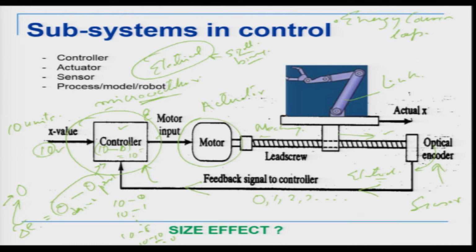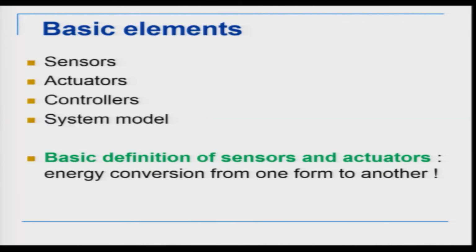And so, there are 4 subsystems, the first being the controller. We will look at microcontrollers after a few lectures. Then we will look at actuators, sensors, and then the process and the process model, whether it is a robot or an industrial control, the basic control system structure remains the same. So, we have seen that these are the 4 elements which are there, and the basic definition of sensors and actuators is energy conversion from one form to another.